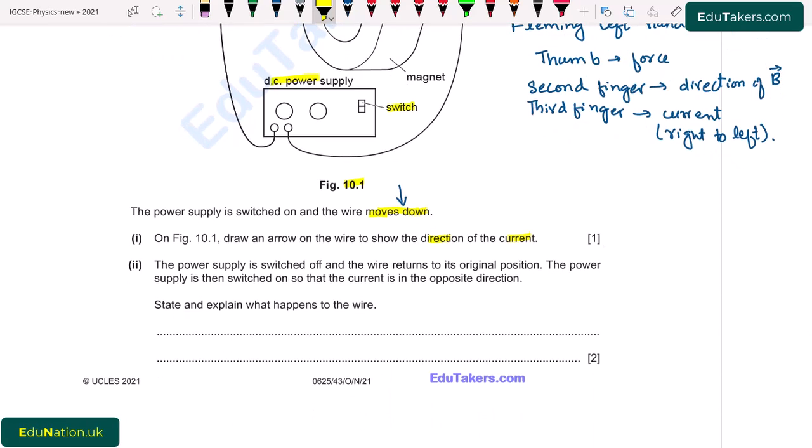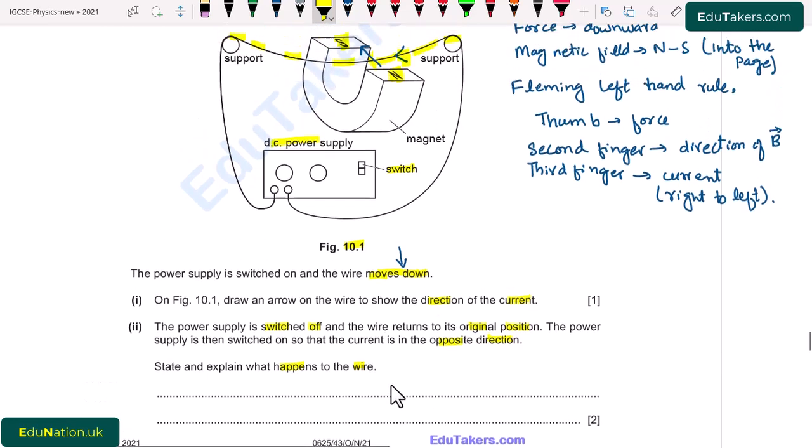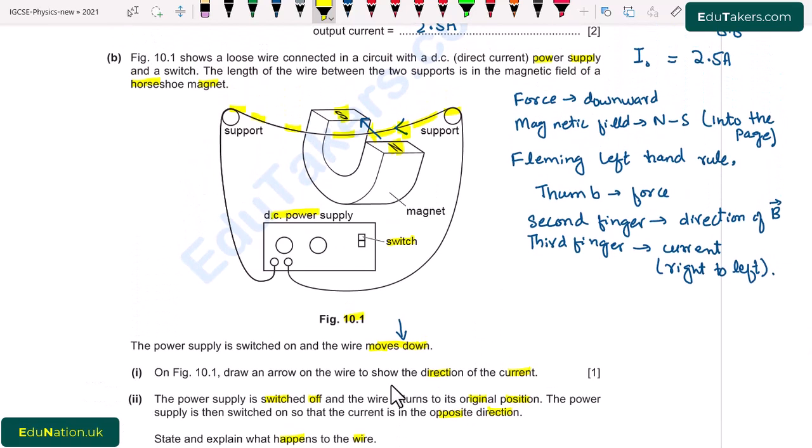Part 2. The power supply is switched off and the wire returns to its original position. The power supply is then switched on so that the current is in the opposite direction. State and explain what happened to the wire. So here first of all the power supply is switched off and then switched on and the current flows in the opposite direction. First of all current is from right to left. Now we have reversed its direction and it will flow from left to right.